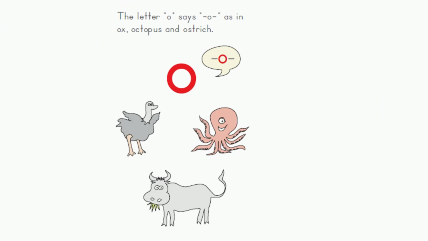Today we are going to write the letter D. Before that, let us revise the letter O. Do you remember the sound of letter O? Yes, O says ah. O says ah as an ostrich. O says ah as an octopus. O says ah as an ox.